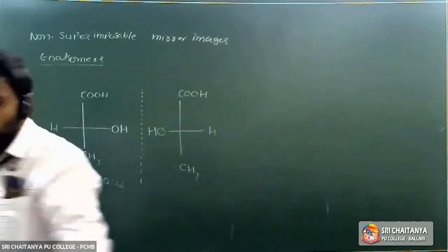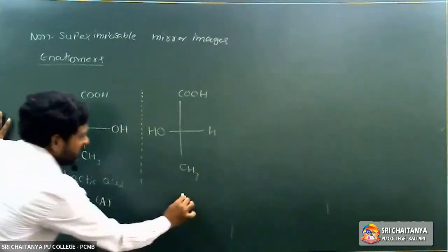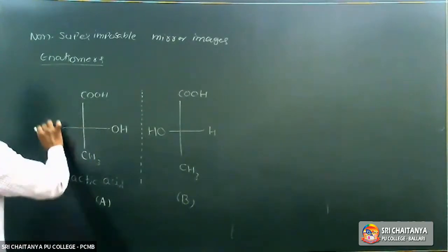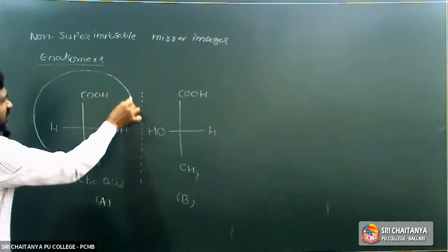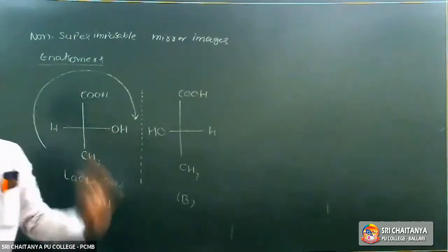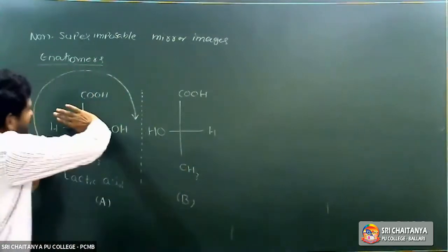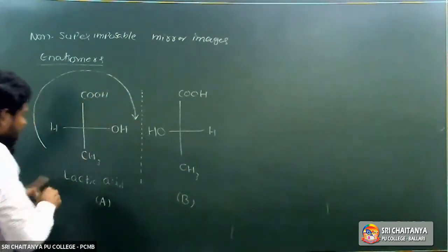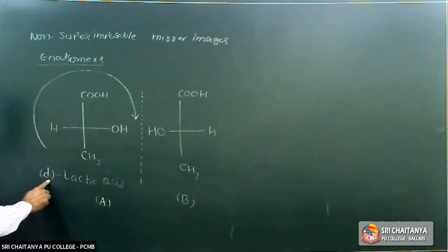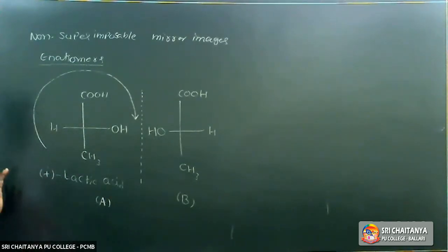Suppose the first compound is A, and its mirror image is B. Suppose the first compound rotates plane polarized light towards the clockwise direction. This can be determined only experimentally, not based on structure. Suppose in the polarimeter it rotates plane polarized light clockwise. It is dextro-rotatory, hence it is called D-lactic acid. We use a small d, or plus. So it is plus lactic acid.